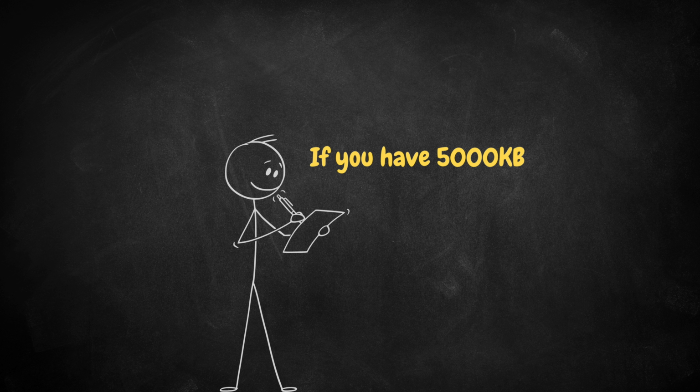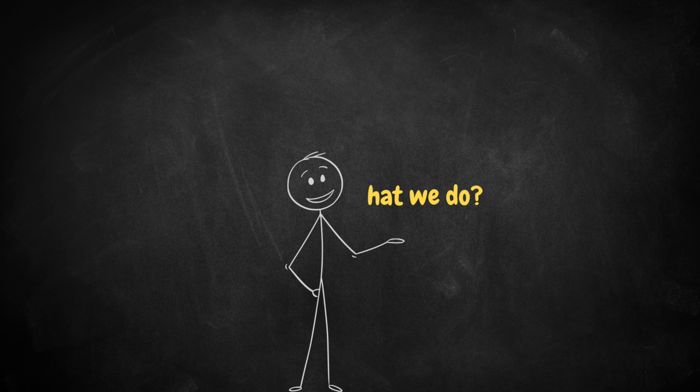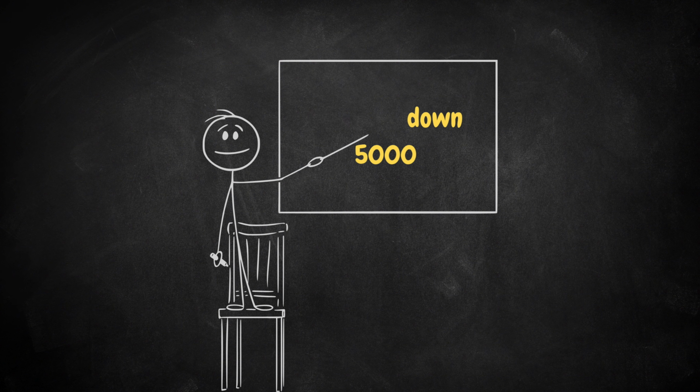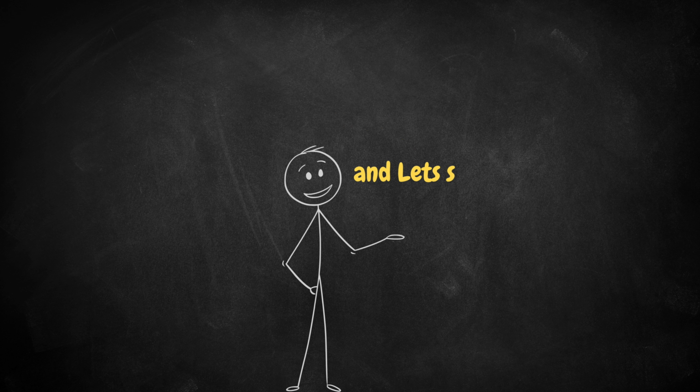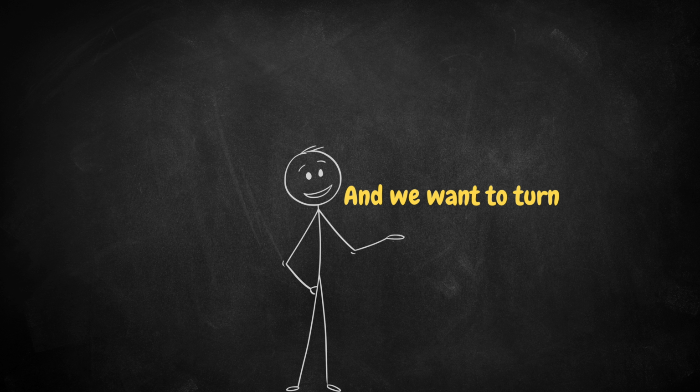If we have 5000 kilobytes and we want to turn it into megabytes, we write down 5000 and we divide it by 1000. And that equals 5. And let's say we have 2.5 gigabytes and we want to turn it into megabytes, we get 2.5 and we multiply it by 1000, and that equals 2500.